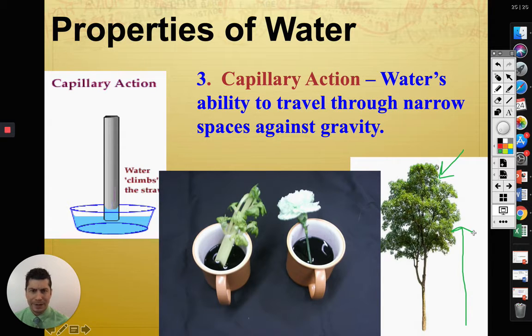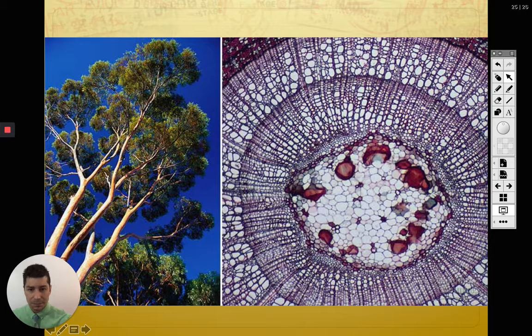So the water goes upward, because that makes a lot of sense, right? Yeah, if you throw a ball, it's just going to keep going up. No, we know it doesn't happen like that, all right? We know gravity points downward, but somehow water is able to get up to the leaves. So that is capillary action. Capillary action is going to be the combination of cohesion and adhesion.